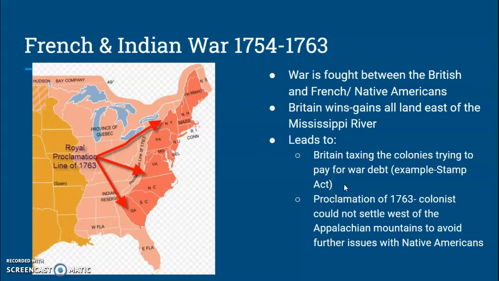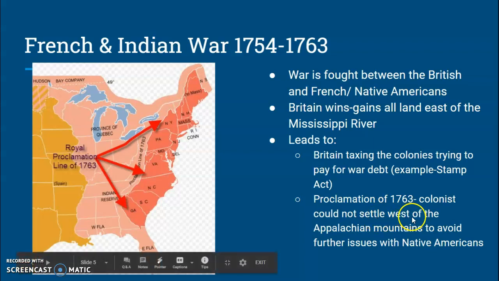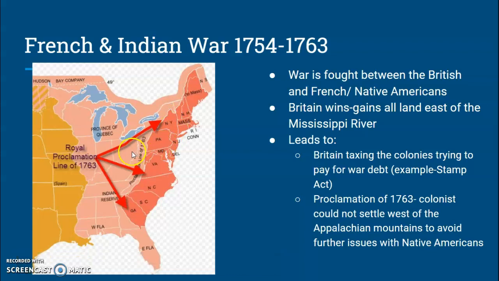And also, after the war, they're going to pass what's called the Proclamation of 1763. Not a coincidence: the war ends in 1763, and this proclamation is passed in 1763. And this is where colonists could not settle west of the Appalachian Mountains. This is that line between that dark red and light red or pink. That is the Appalachian Mountains.